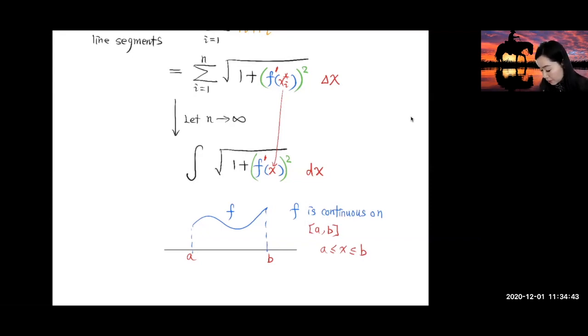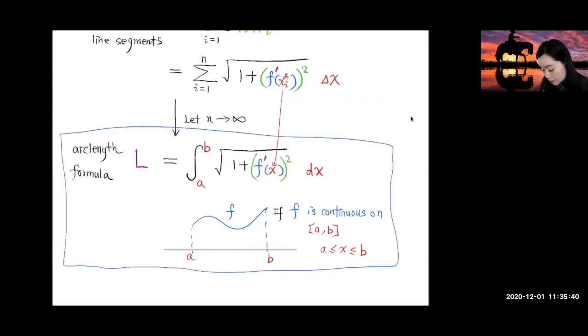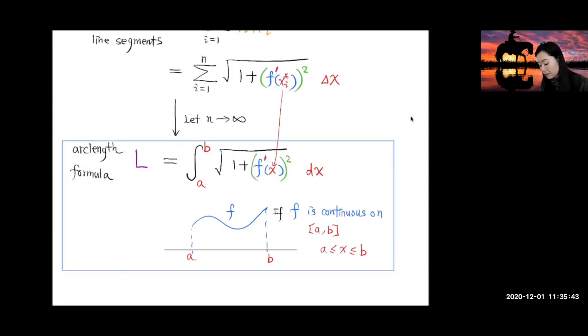So when you have this function that's continuous on the closed interval a to b, then this arc length, let's call that L. L is equal to this integral, and x will start from a and end at b. So this is the arc length formula. After all this work, you discover this arc length formula.